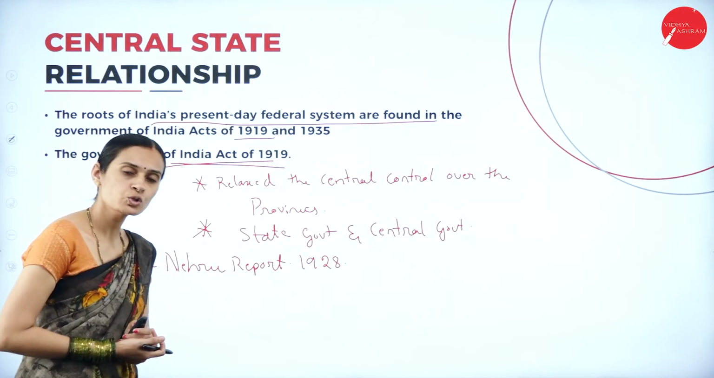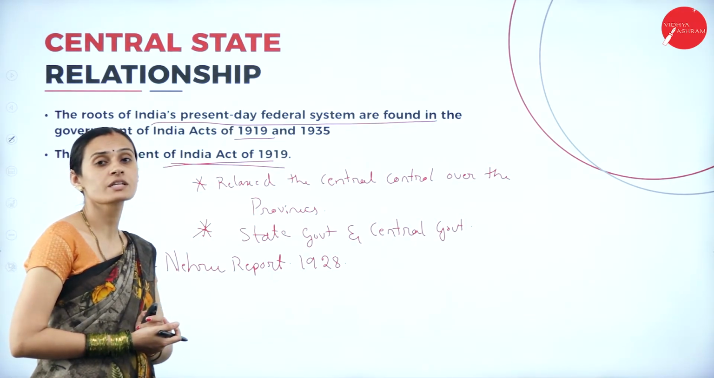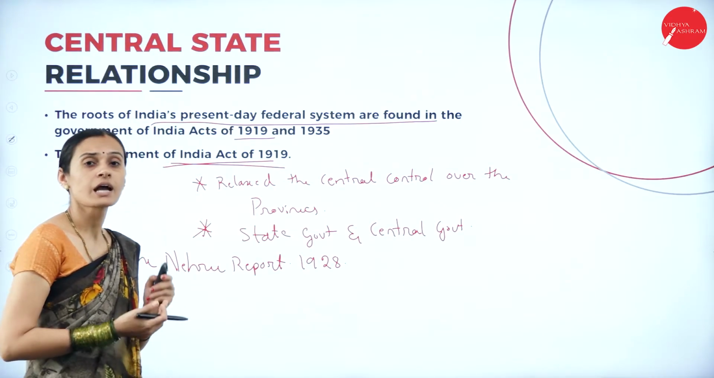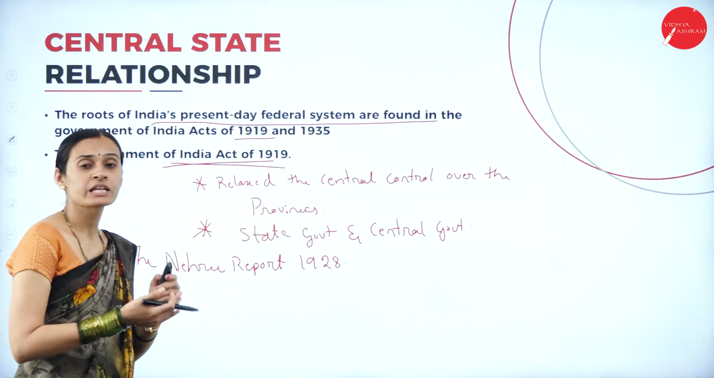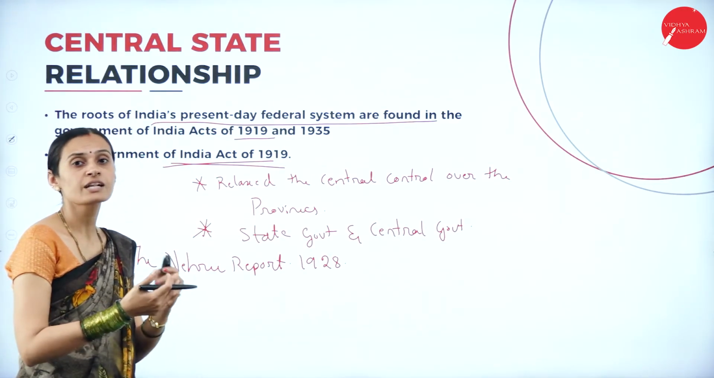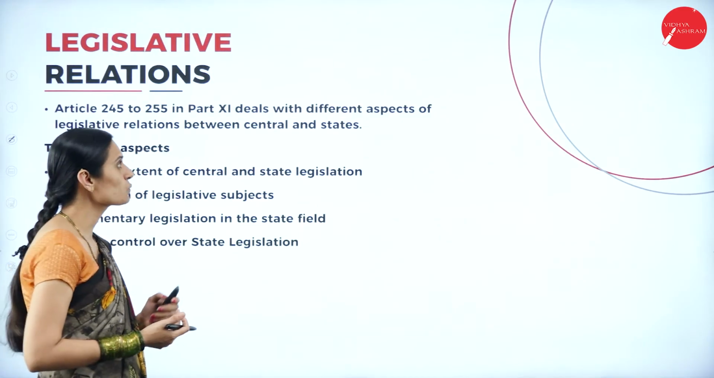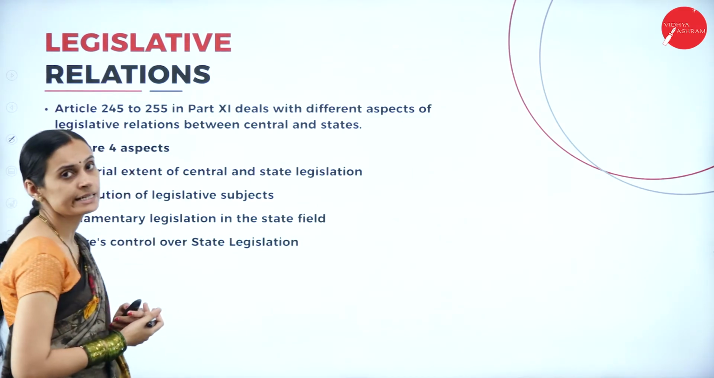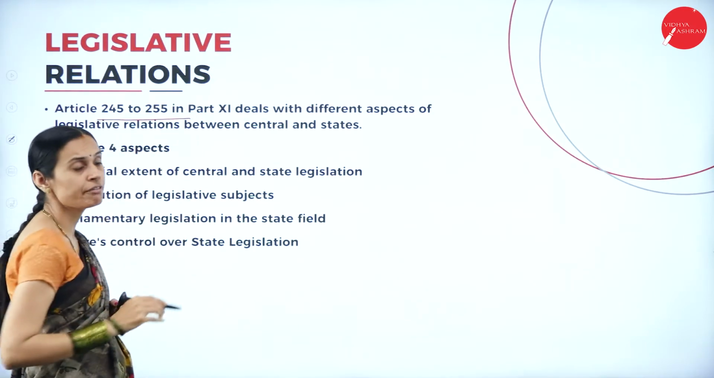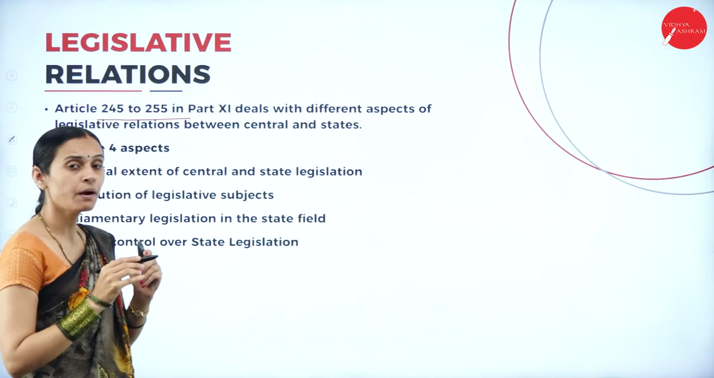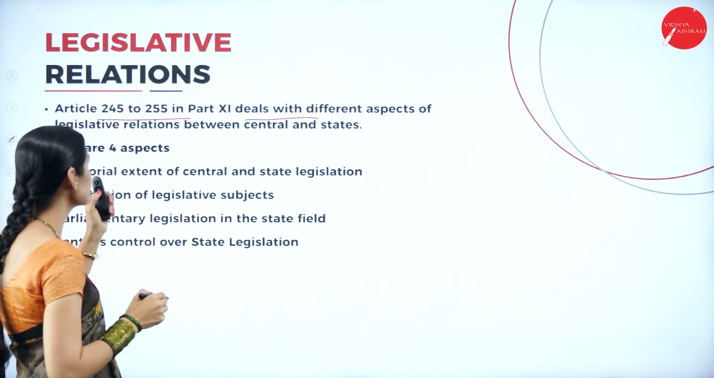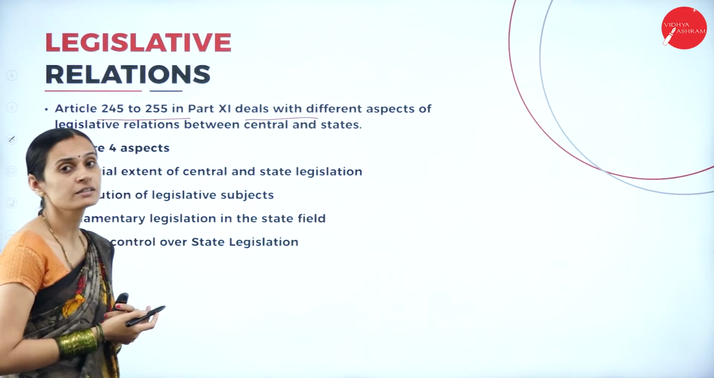Yes, what is the constitutional scheme of central-state relations? There are three important schemes: first, legislative relationship; second, administrative relationship; and third, financial relationship. Let us discuss one by one. First, legislative relationship. Articles 245 to 255 in Part 11 tell about the different aspects of the legislative relationship between center and state.